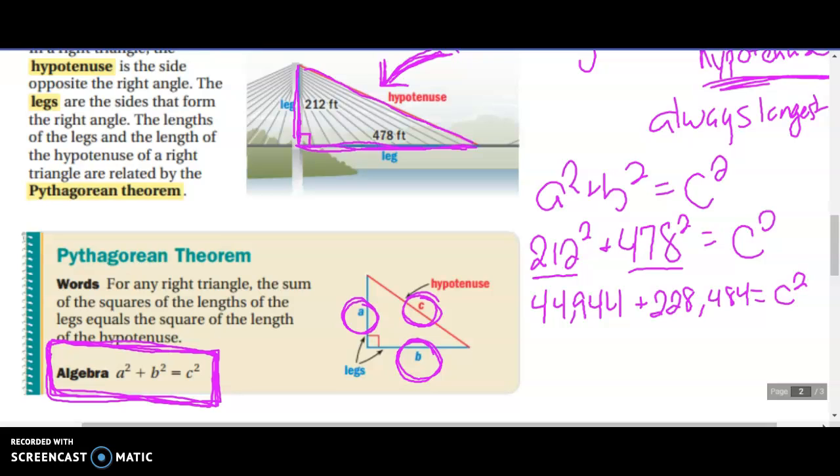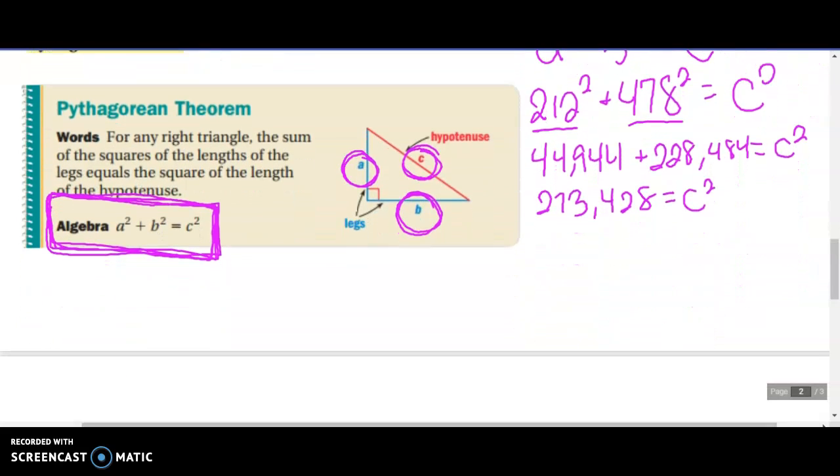And the sum of these two numbers is 273,428 equals c squared. Now, this is where we have to say, well, wait a minute. That's not c, that's c squared. Well, if I told you 9 equals x squared, what does that mean? It means that x must equal 3, right? Because 3 times 3 equals 9.